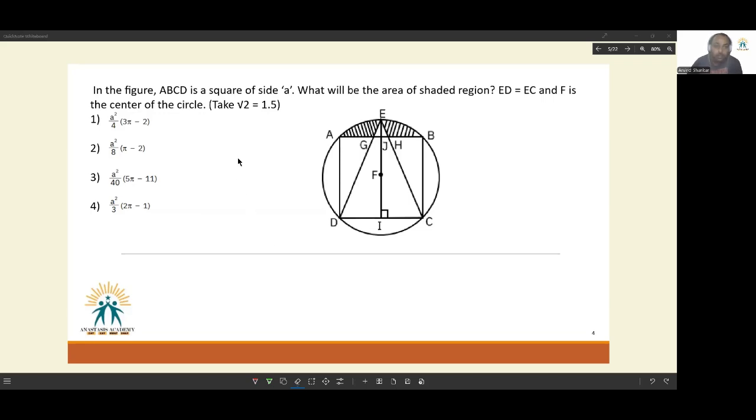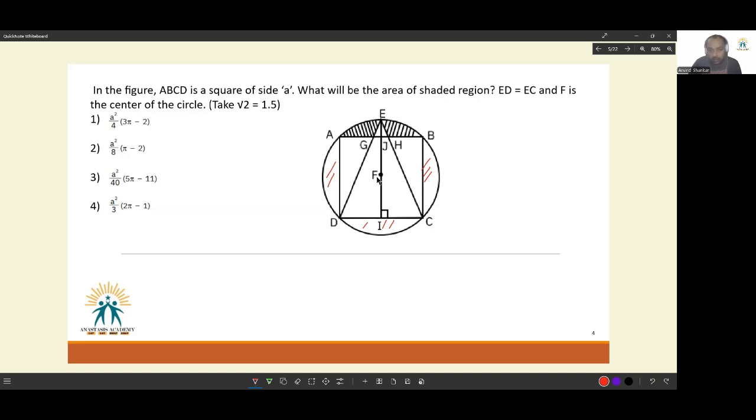In the figure, ABCD is a square of side A. What will be the area of the shaded region? AD is equal to AC and F is the center of the circle. Now, if this is a circle and a square is inscribed in it, know that all these segments will have equal area. So first thing you have to do in order to get the area of the shaded region is get the area of this segment. And then from that, remove the area of triangle EGH. Okay.